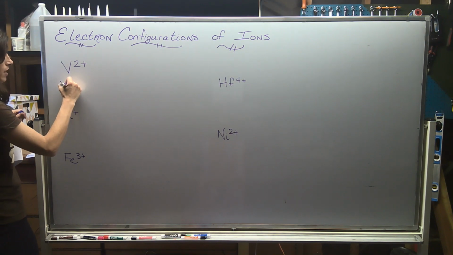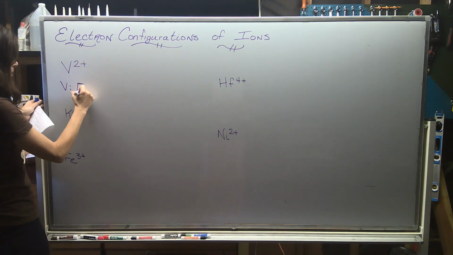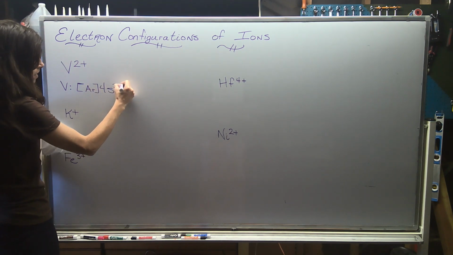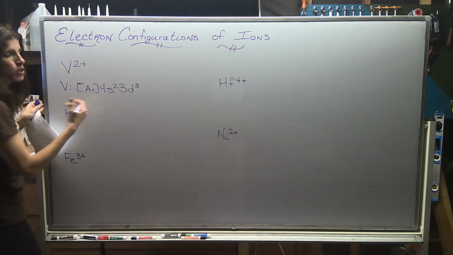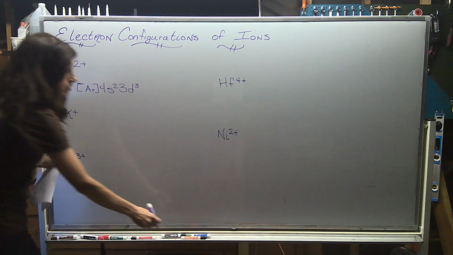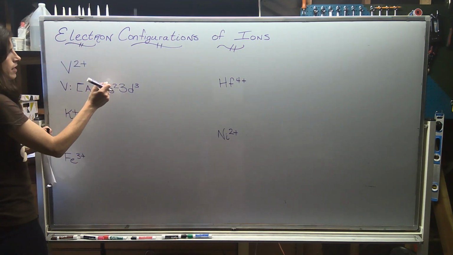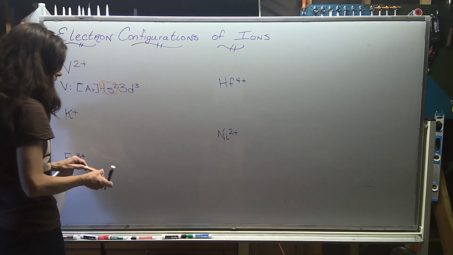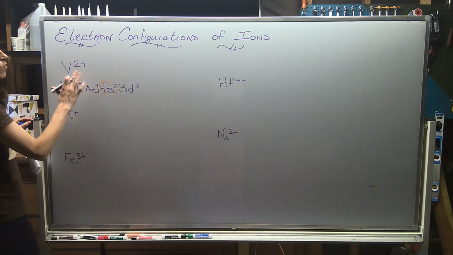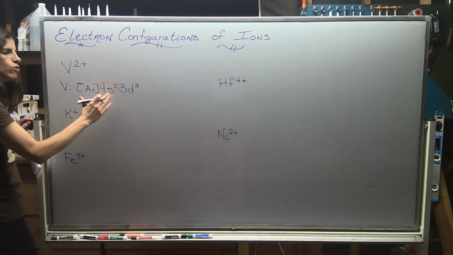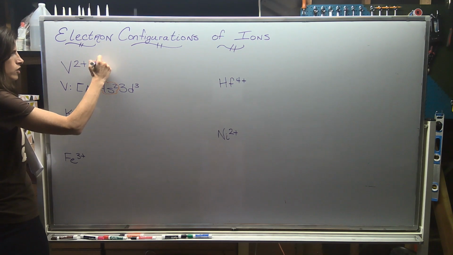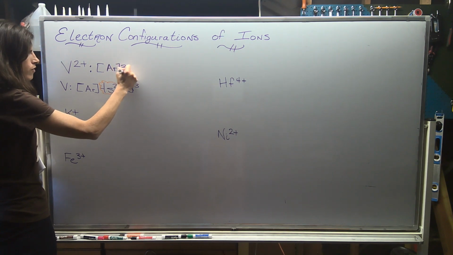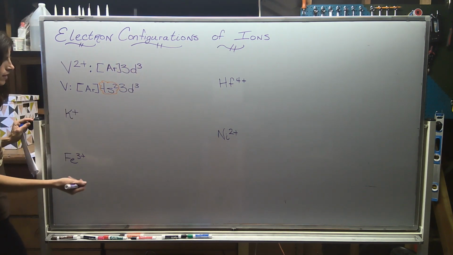So for instance, with vanadium, if it was neutral, I would have argon 4s2, 3d3. So just like we were doing in the previous exercises, who are our valence electrons? I would identify the 4s2 as my valence because it has a higher principal quantum number. Therefore, when I do the 2+, I'm going to lose the 4s2. So the electron configuration of vanadium 2+ is argon 3d3. You're going to lose from your valence.